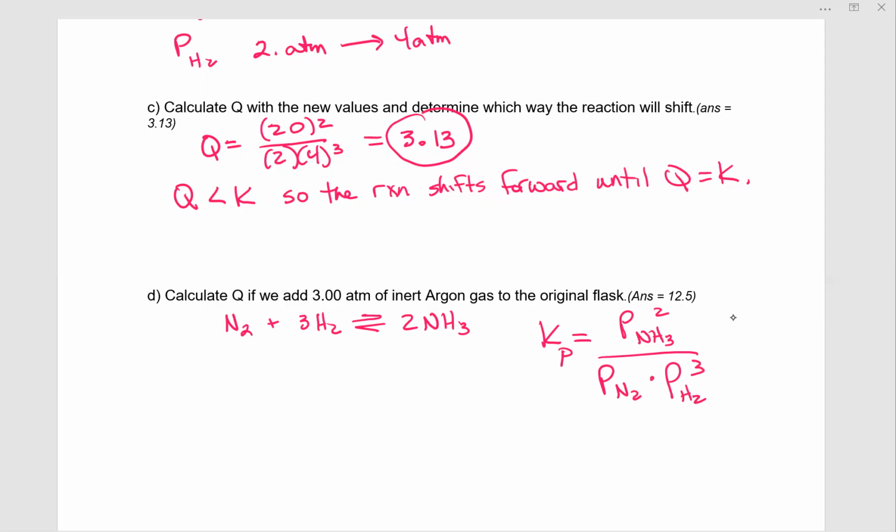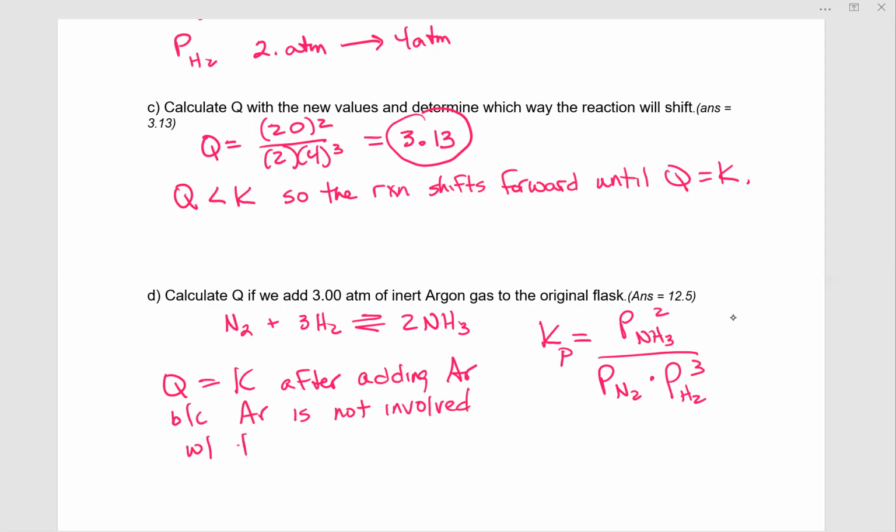Do you see argon gas anywhere in there? There is no argon gas. So Q is still going to be equal to K after adding argon, because argon is not part of the equilibrium expression. Argon is not involved in the equilibrium. It won't react with anything. We don't care. So inert gases or substances do not impact equilibria.